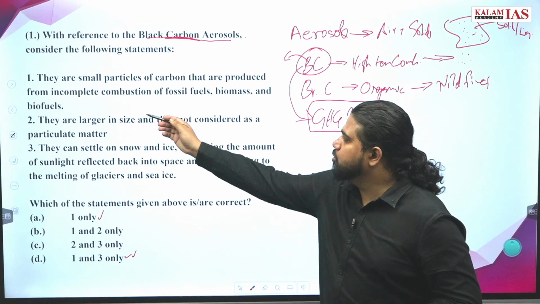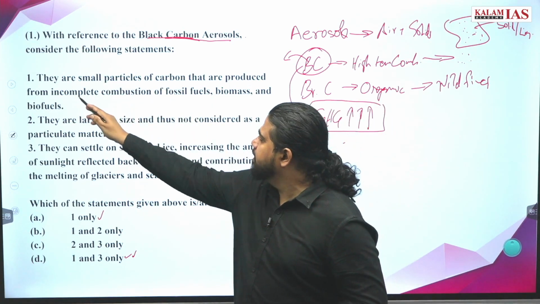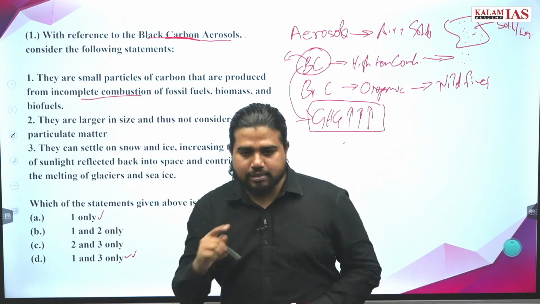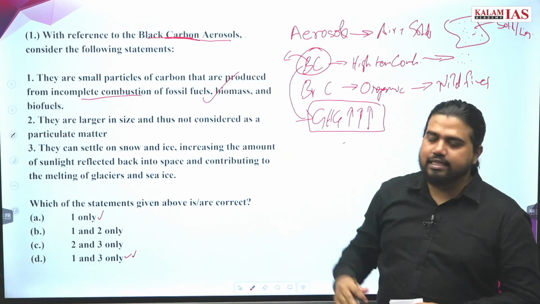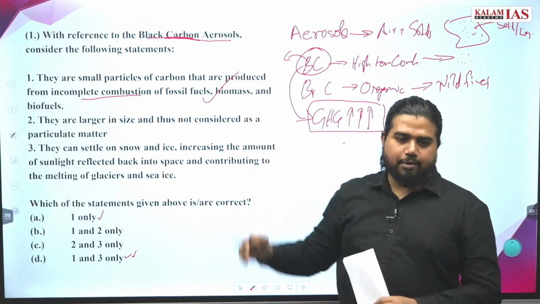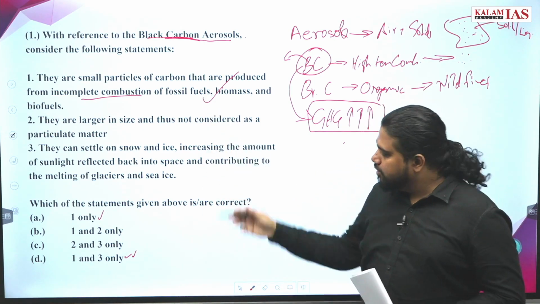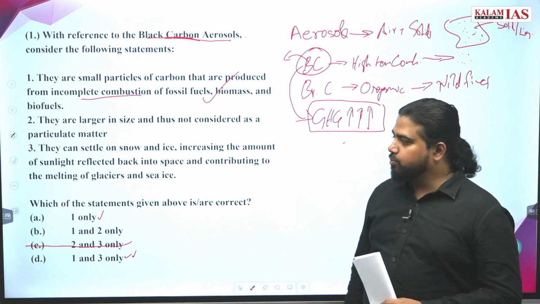Now let's try to answer the question. First statement: they are small particles of carbon that are produced from incomplete combustion of fossil fuels, biomass and biofuels. Very much correct. The definition of what exactly black carbon or black carbon aerosols are is given in the first statement. You should not have any confusion in answering this. The first statement should be correct. I will eliminate C, it cannot be my answer.